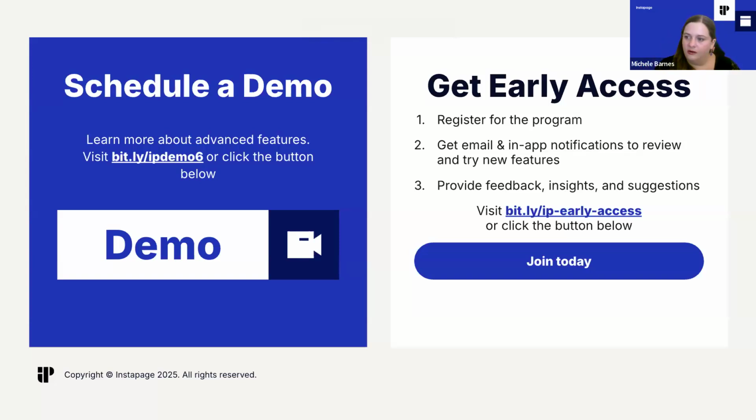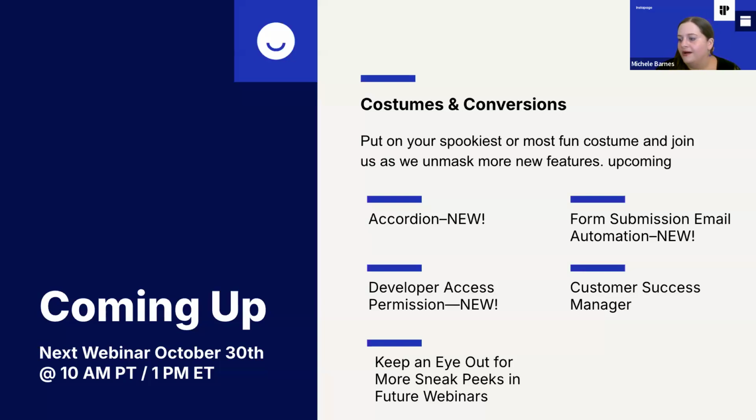And then before we head out, our next webinar will be coming up on October 30th. We're switching it up a little bit. So instead of coffee and conversions, we're going to have costumes and conversions. So put on your spookiest or most fun costume and join us as we unmask some more new features. So upcoming, we have our new accordion feature that we're going to review with you. The one that Evan alluded to recently, form submission email automation, the new developer access permission. We'll discuss some more about those dedicated customer success managers. And then you can also keep an eye out for more sneak peek features in future webinars.